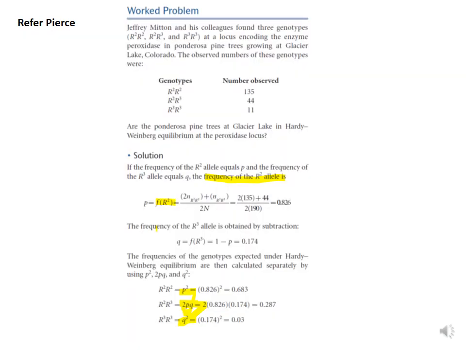Now this is another problem, again from Peers, and it is a different kind of question, or related to the first kind. In the question the numbers have been given, so you calculate the allele frequency from the numbers themselves. First you calculate the dominant allele frequency, and then by putting the formula p plus q is equal to 1, you calculate the recessive allele frequency. After that, you calculate the genotype frequencies by putting the formula p square plus 2pq plus q square.